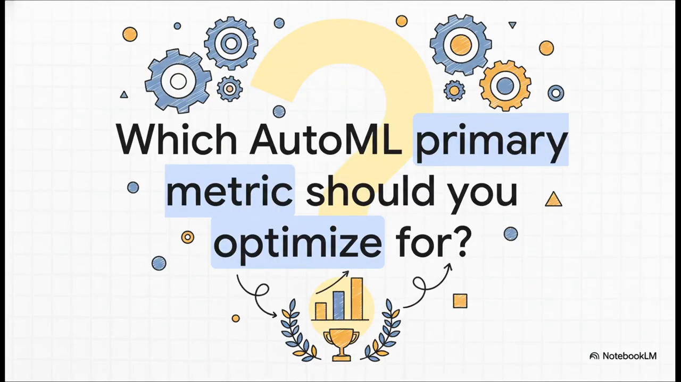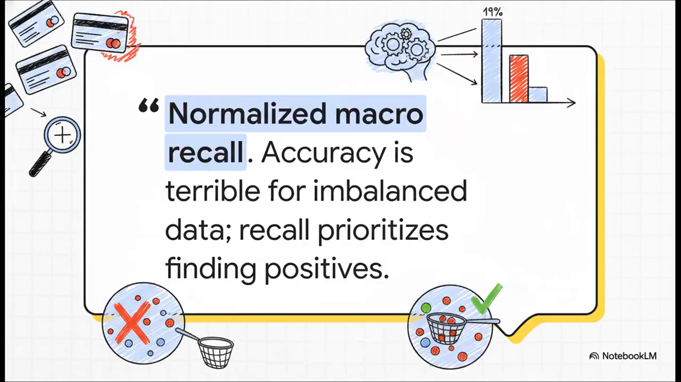So with that in mind, you're firing up an AutoML run. What are you going to pick for your primary metric? How are you going to tell AutoML what a good job looks like in this specific case? The answer you're looking for is normalized macro recall.